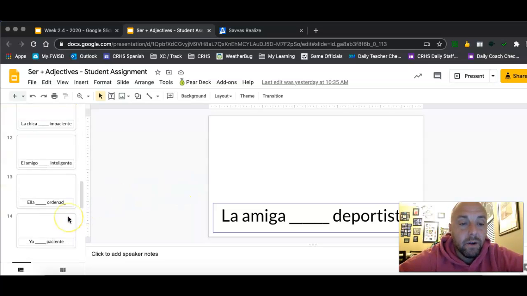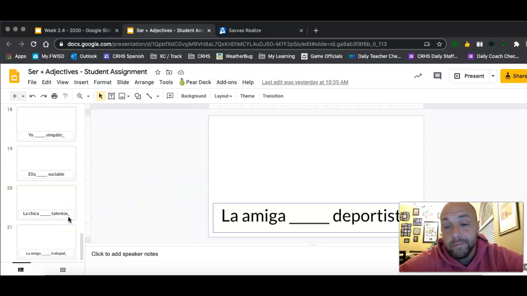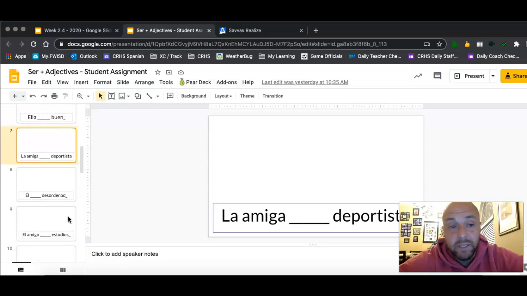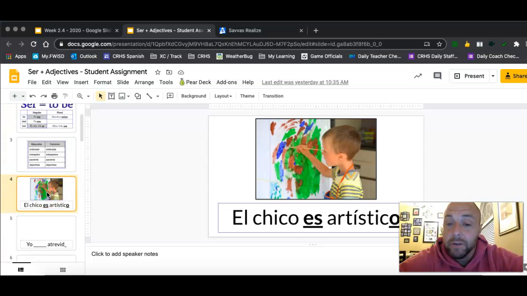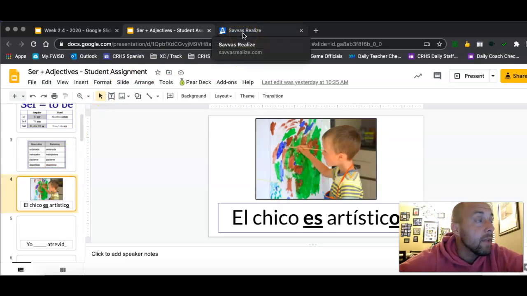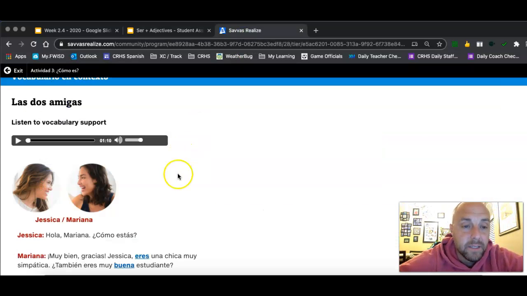All right, so there are more of those. Okay, those are all the vocab words, all the adjectives. And what you're going to do is you're going to add a picture to go with each of them, because I like making you add pictures to Google Slides. Now, the last part of the assignment is the las dos amigas.